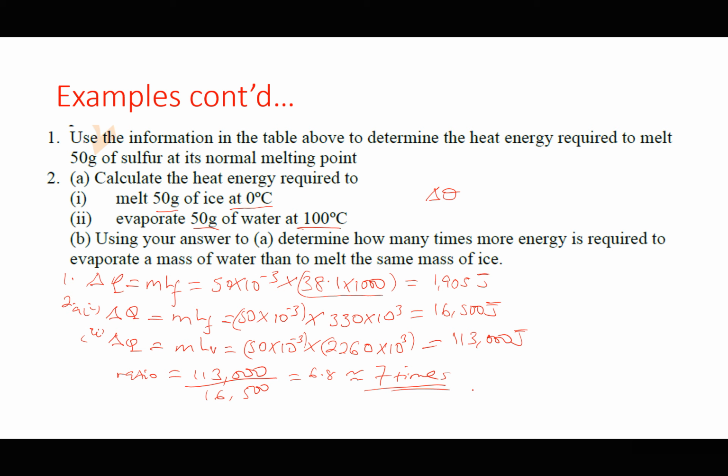So the energy required to evaporate 50 grams of water is 7 times that required to melt 50 grams of ice. We now know why that is the case. Okay.